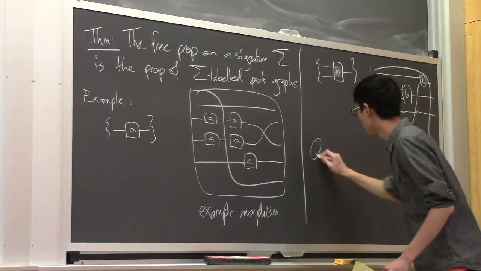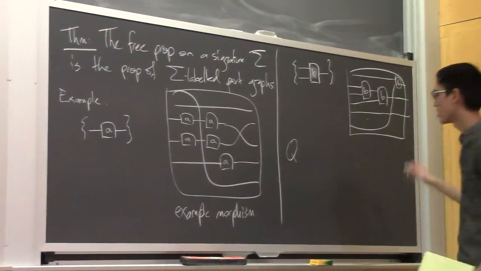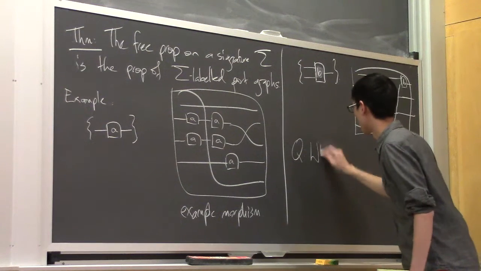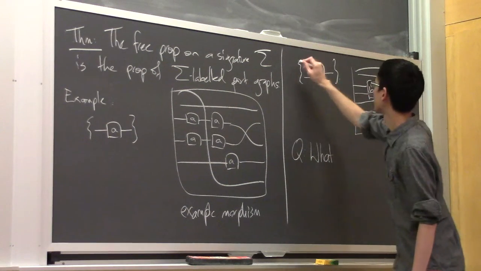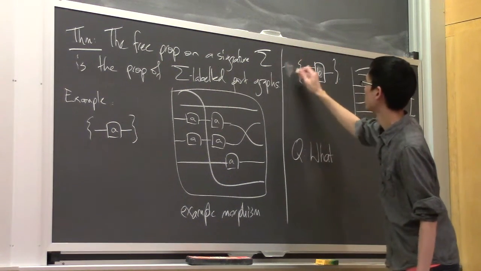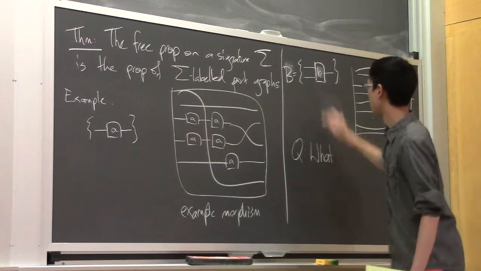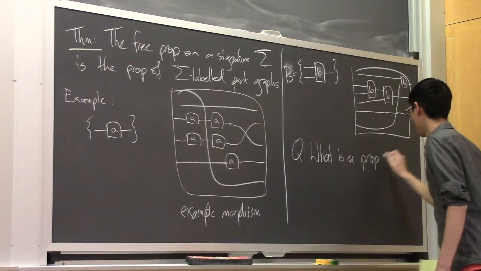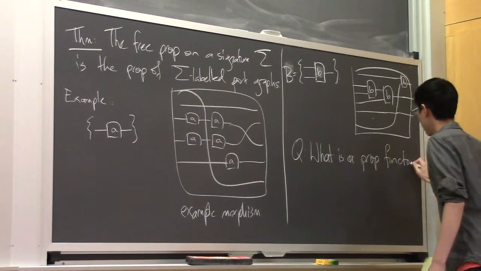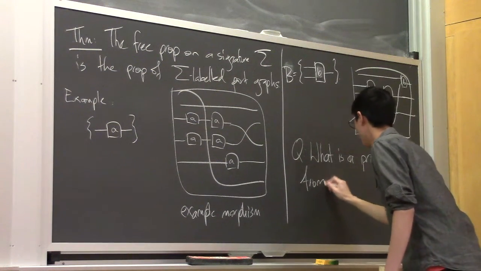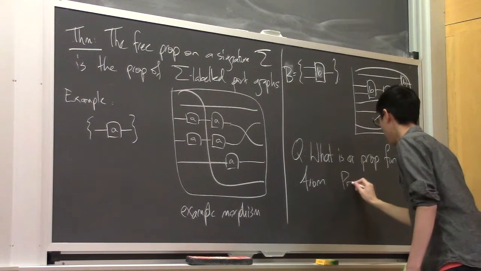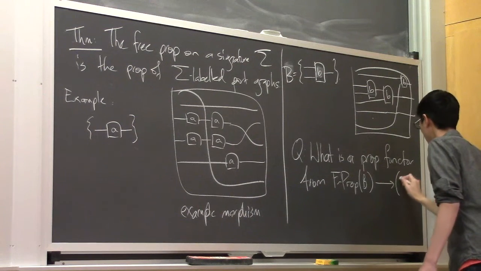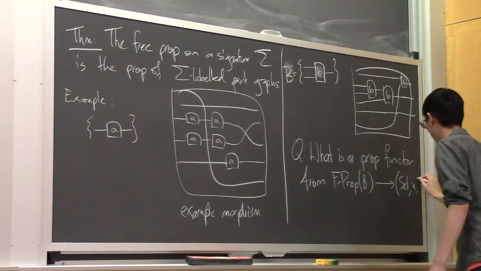So a quick question, so you can catch your breath, is: what is a prop functor? If I call this V, what is a prop functor from the free prop on V to the nodal category, sometimes?